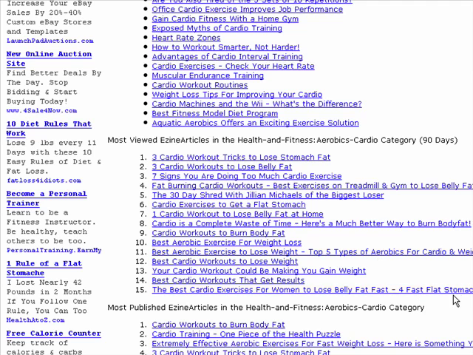4 fast flat stomach exercises. So we see a lot of lists here. About a good 1/3 of these or so are a list. Another thing is that when you have numbers representing your title, it doesn't have to be in list form, although that's one of the most popular. But numbers in general are going to catch people's attention.